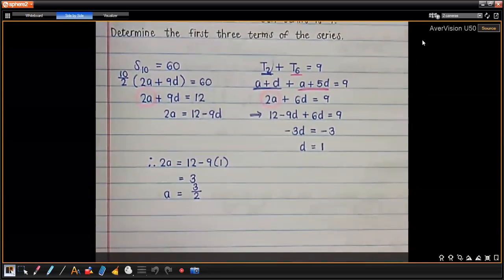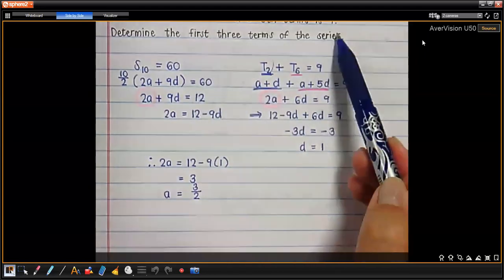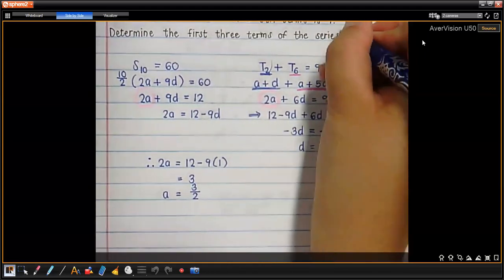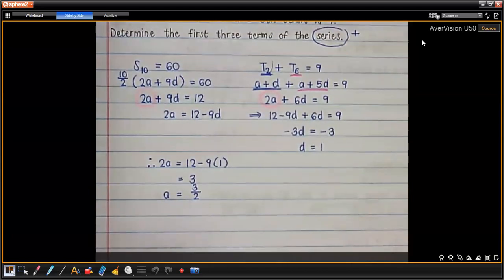Yes? Okay. What did they ask for in the question? Determine the first three terms of the series. Guys, this is important. If they're saying series, you have to write the terms with pluses in between them. Okay, that's important. If you don't, you might lose marks. Depends on how strict they're marking, but you never know.